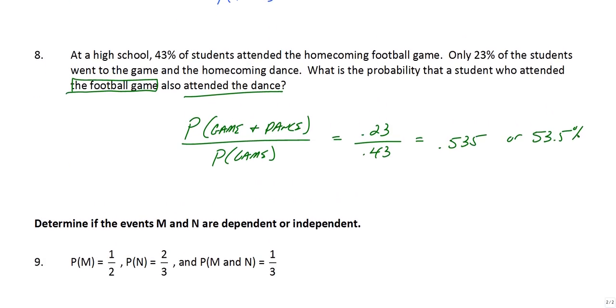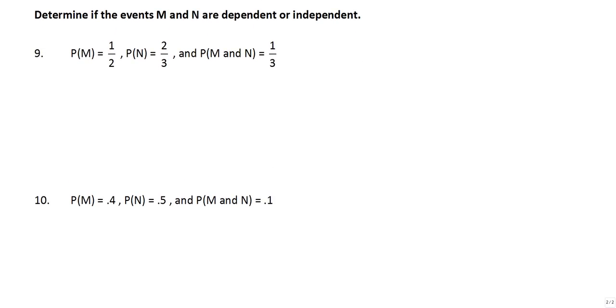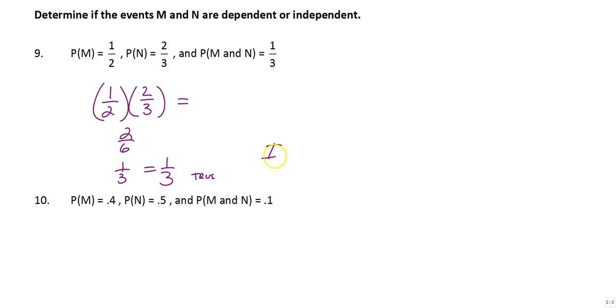The last two questions are just testing if it's dependent or independent. So remember, if one does not affect the other, you just multiply them together, and if that's equal, then they're independent because one doesn't affect the other. So if the probability of m is 1/2 and the probability of n is 2/3, if they're independent, then 1/2 times 2/3 would give us 2/6, which we know is 1/3, and that's equal to 1/3. So that's a true statement. So that means they are independent.